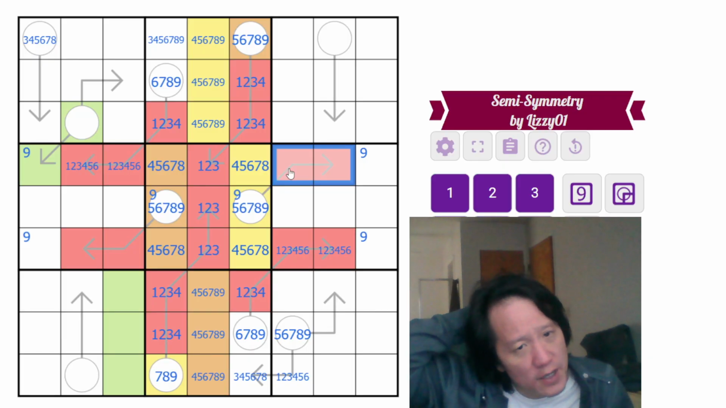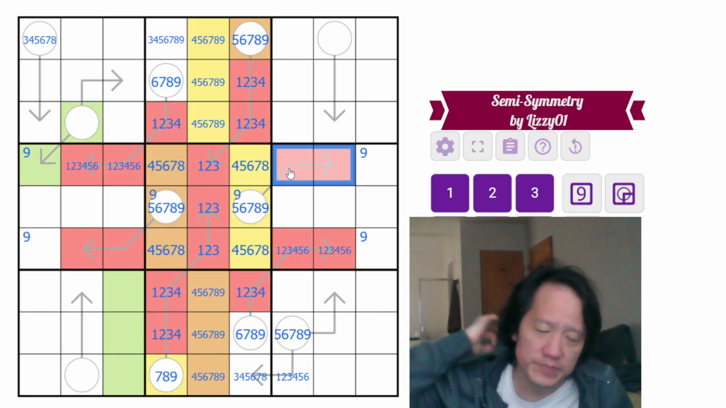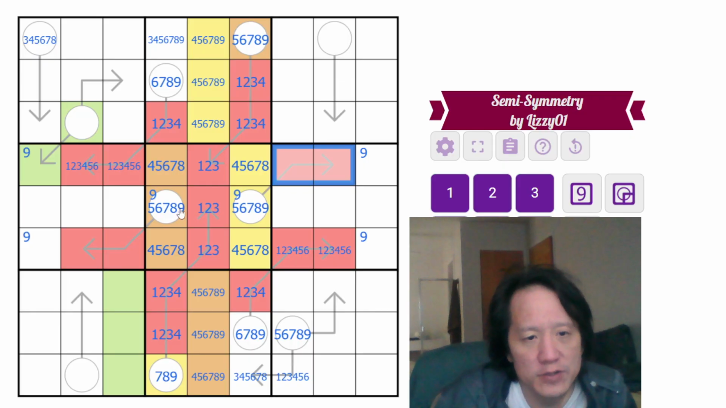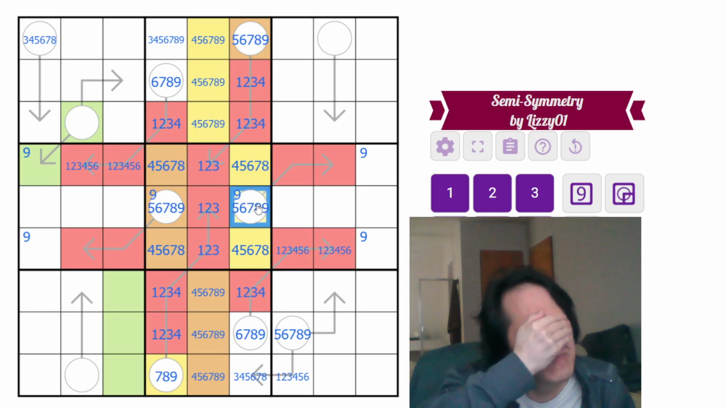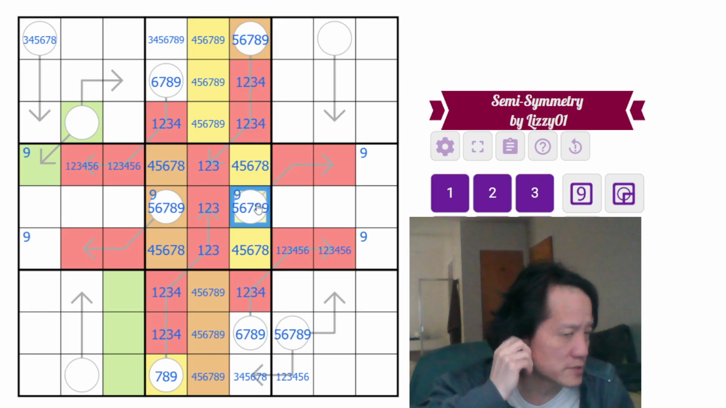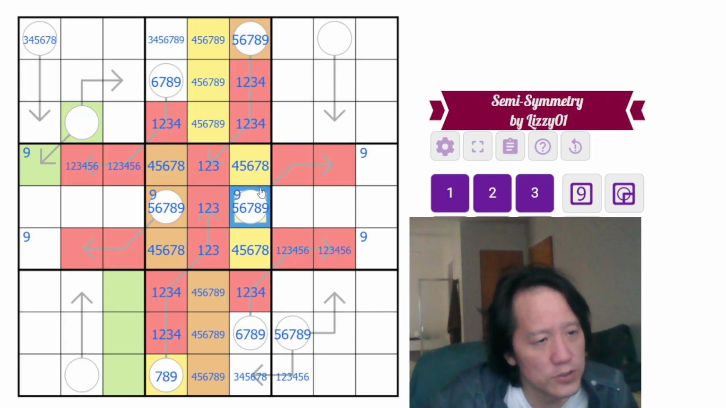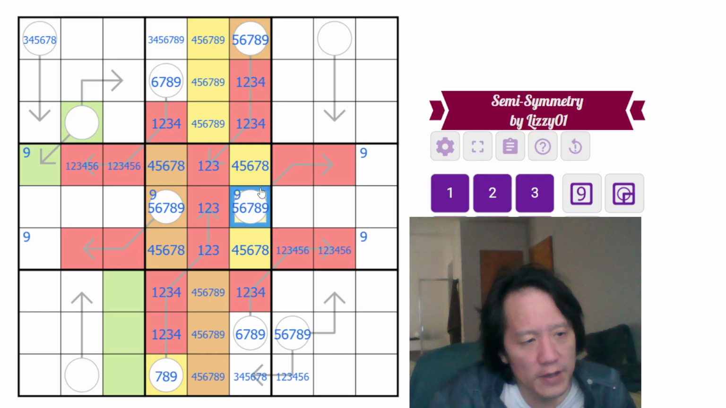One of them's 9. How many degrees of freedom do we lose when we have an 8? We have the 8. That means we lose 2 degrees of freedom. So it drops to a 6, 7, 9 and a 7, 8, 9.